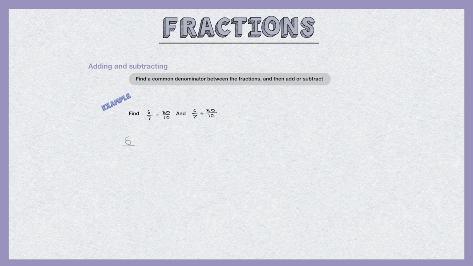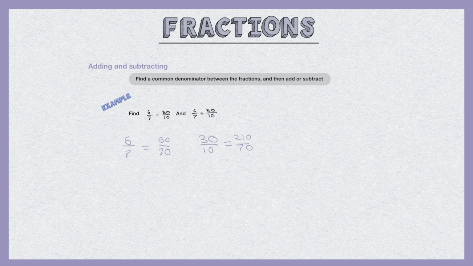So 6 over 7 equals something over 70. That would be 60 over 70 because I'm timesing the bottom by 10, so I'm timesing the top by 10. And now let's make 30 over 10 equal something over 70. So I'm timesing the bottom by 7, so I'm timesing the top by 7, which is 210.